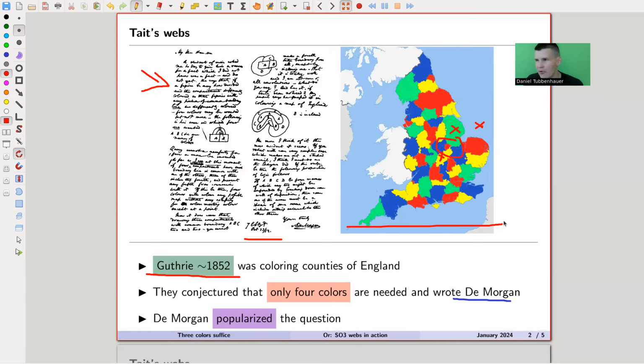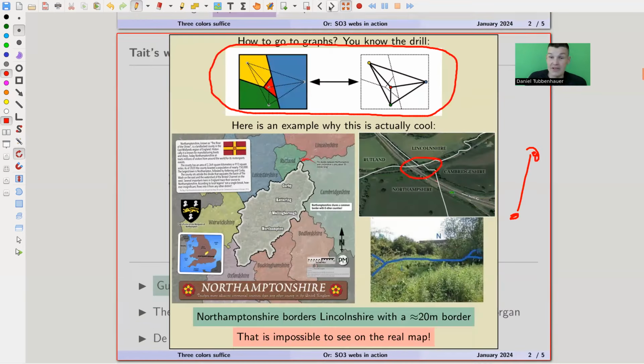It's not so clear whether it's bordering. So that's why, but that's another reason. That's one of my favorite reasons, actually, why people should really look at graphs. Because a graph is kind of a model representation of our map coloring problem, but it's somewhat easier to see than on a real map. So I will switch to graphs right now.